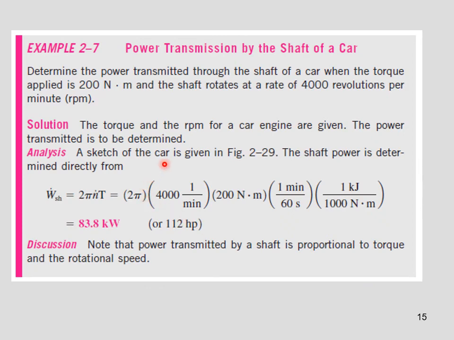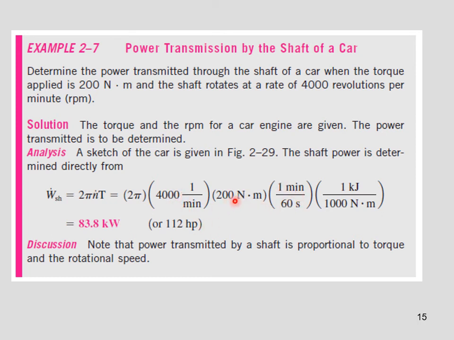So let's take a look at a simple example, example 2.7 out of the textbook. Determine the power transmitted through a shaft of a car when the torque is 200 Newton meters and the shaft rotates at 4,000 revolutions per minute. So we're going to use the formula that we had just developed, 2 pi times n dot. Well, n dot, we have to get this to the right units. So we want to convert from 4,000 revolutions per minute down to seconds. So we'll have 1 minute is 60 seconds.